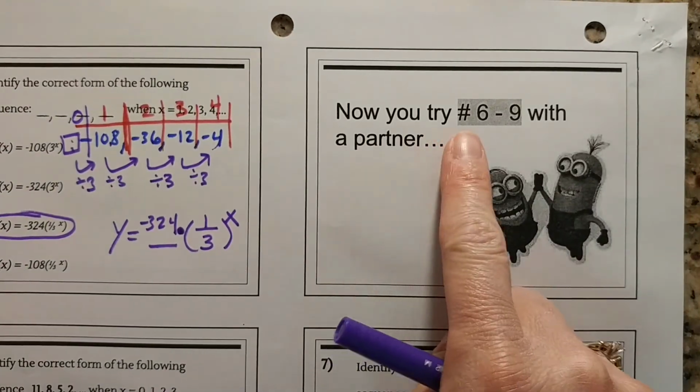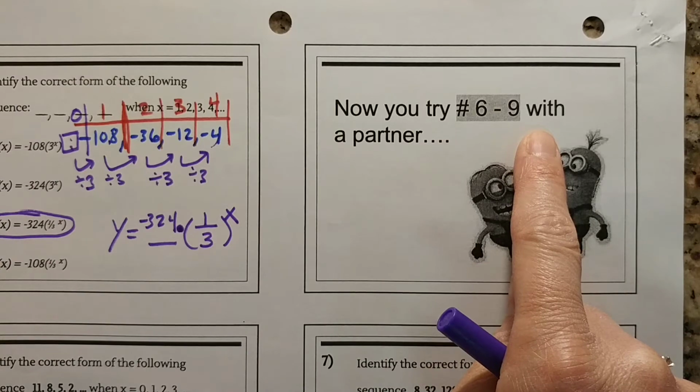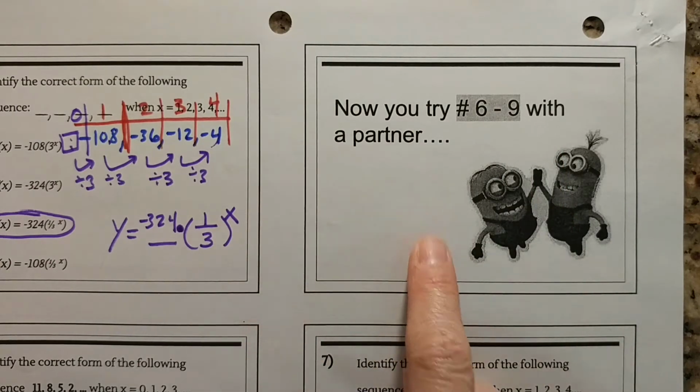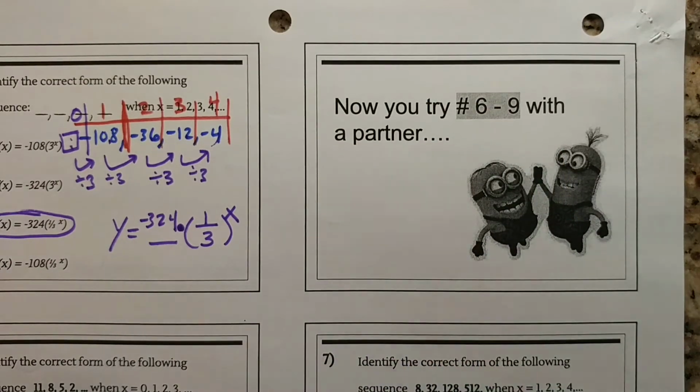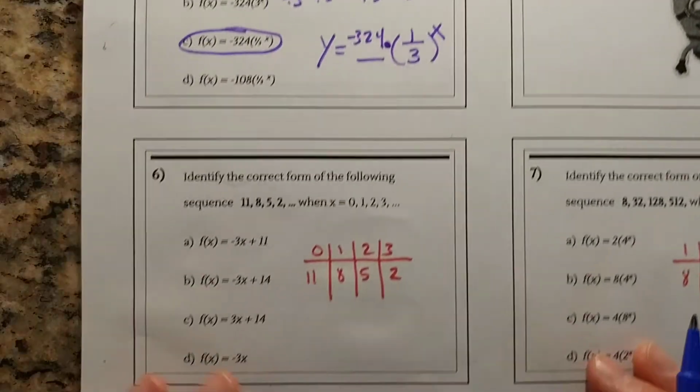Now in class, we tried numbers 6 through 9 with a partner. Maybe you want to try numbers 6 through 9 in the notes, pause the video, and then you can watch the video and see if you're right. All right, let's take a look and see how you did.